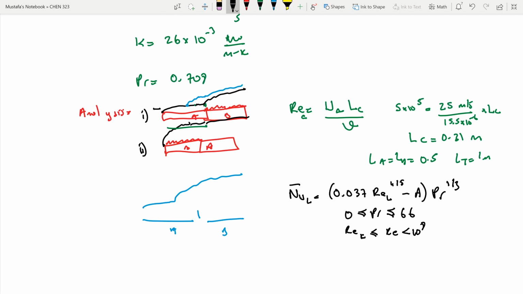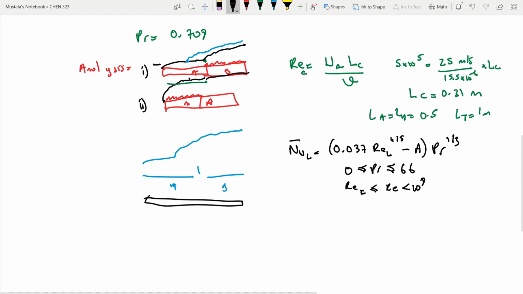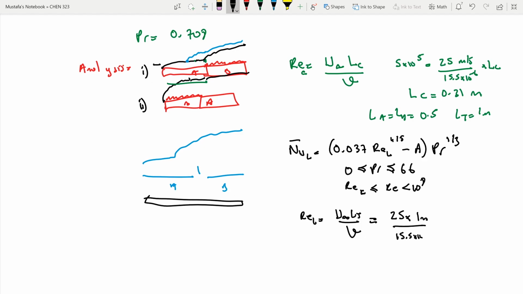So now we need to calculate a new Reynolds number, because we are calculating a Reynolds number for the whole system, which is U infinity L total divided by kinematic viscosity. In this case, the velocity is given, 25, L total is 1 meter, divided by 15.5 times 10 to the minus 6. Everything is metric unit. We have 1.6 times 10 to the plus 6.